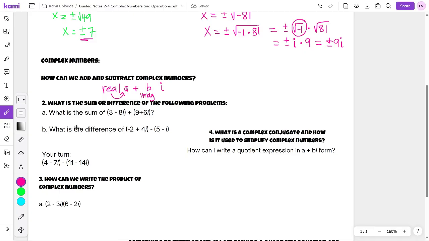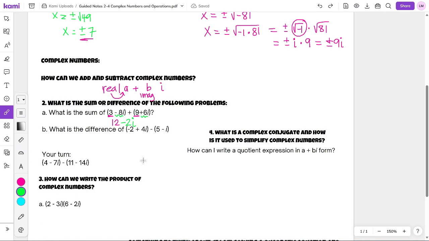So let's just look at number 2. What is the sum of 3 minus 8i and 9 plus 6i? So we are adding these together. Do you see I have the real numbers 3 and 9, and then I have the imaginary part, a negative 8i and a positive 6i. So we're just going to keep real with real. So 3 plus 9 is 12, and then a negative 8i and a positive 6i is a negative 2i. So that is my answer to the sum of those two.